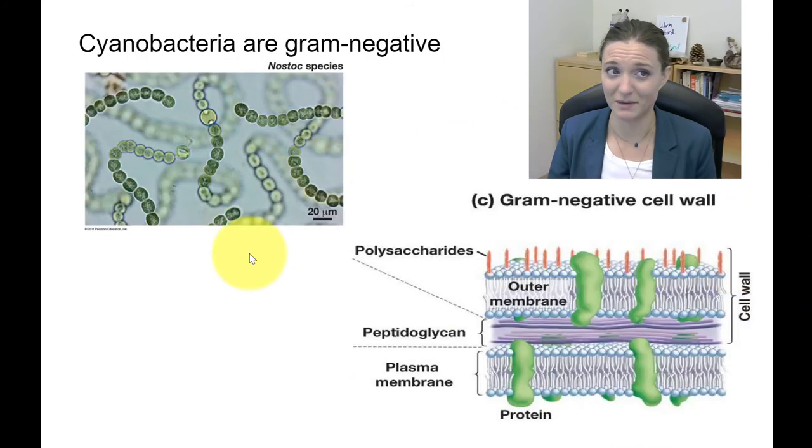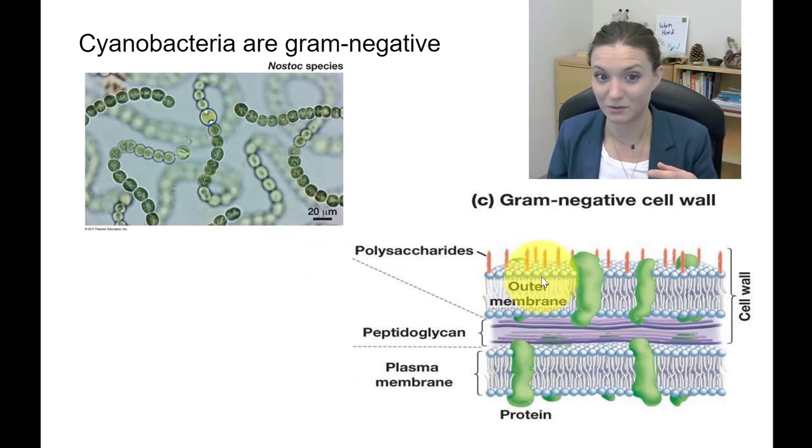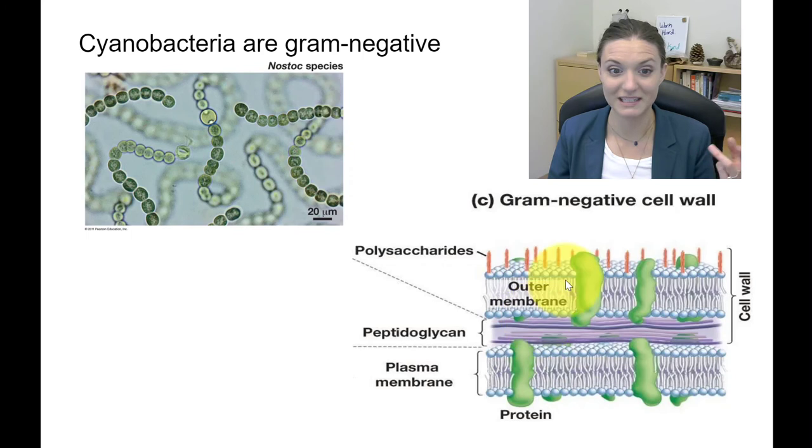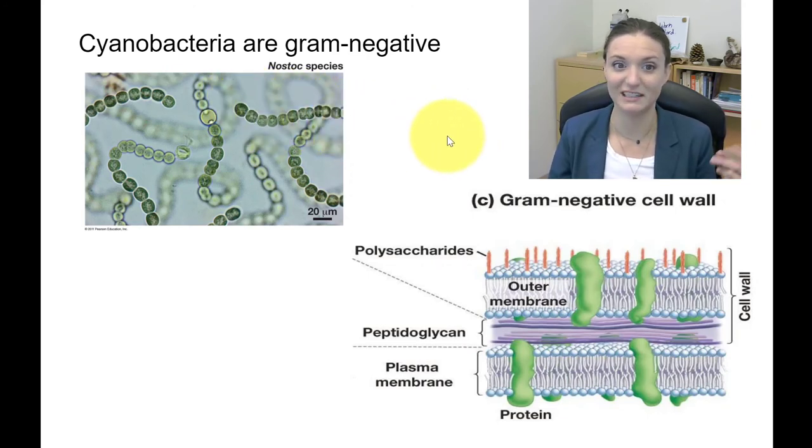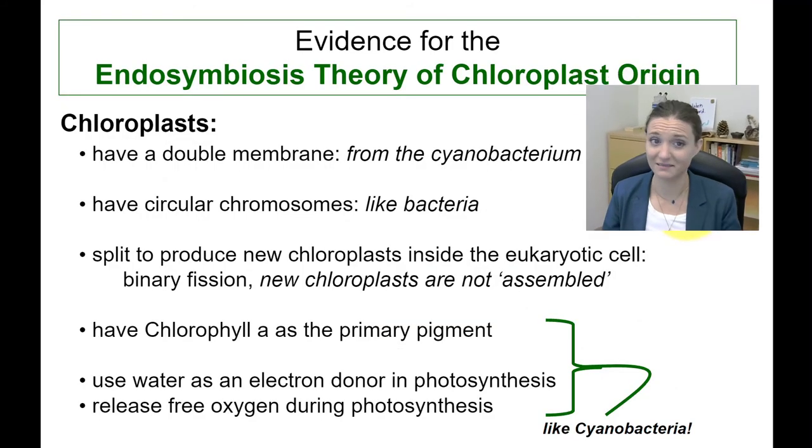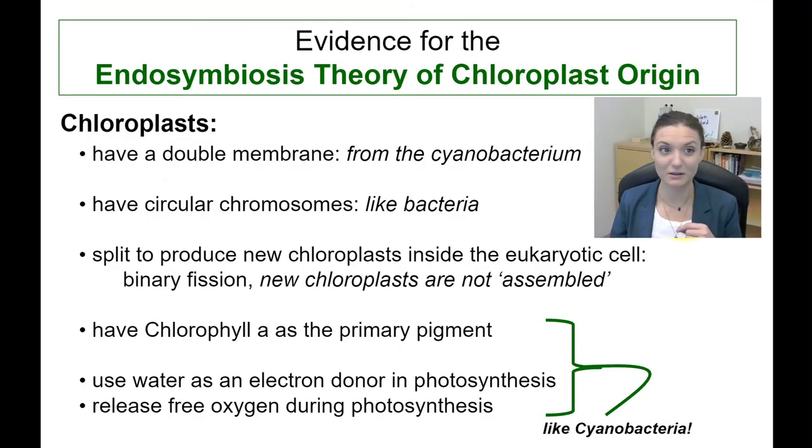Okay, so cyanobacteria are gram-negative, got that double wall going, right? Remember the cell wall of gram-negative bacteria? They have two cell membranes separated by a layer of peptidoglycan. Okay, so here's, again, cyanobacteria. We've seen similar species like this. So very similar lines of evidence for the chloroplasts. Chloroplasts have a double membrane, just like cyanobacteria do. Chloroplasts have a circular chromosome, just like bacteria do. They split to produce new chloroplasts. They're not assembled. Okay, they go through binary fission. Chlorophyll A is the primary pigment, use water as an electron donor, and release free oxygen, just like the process of photosynthesis in cyanobacteria.